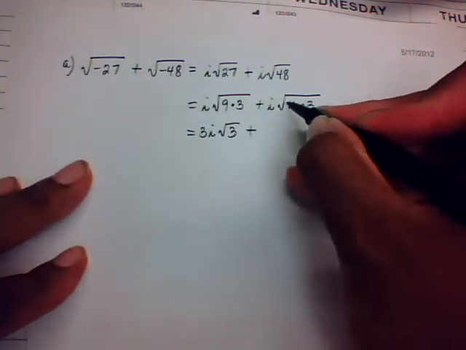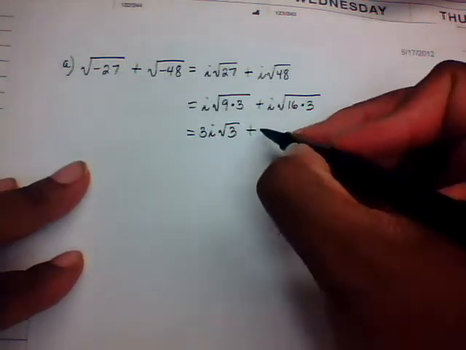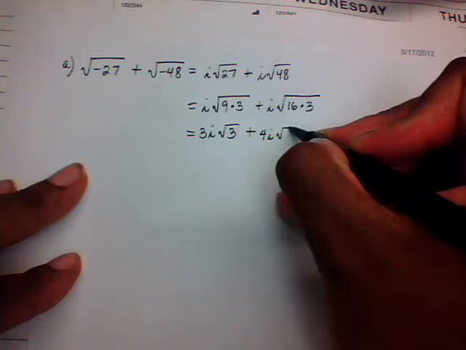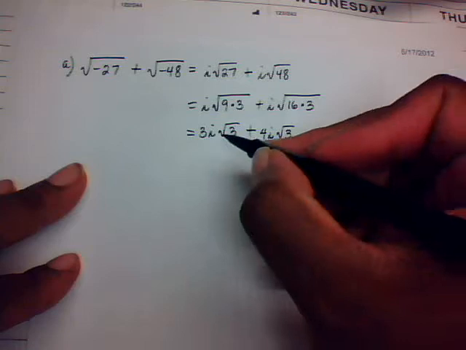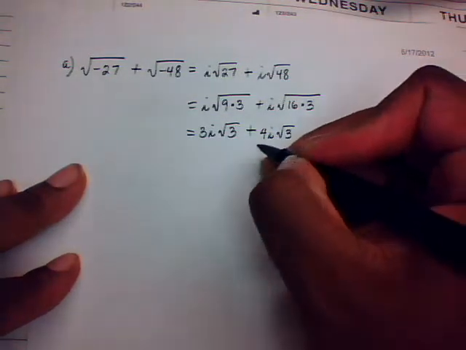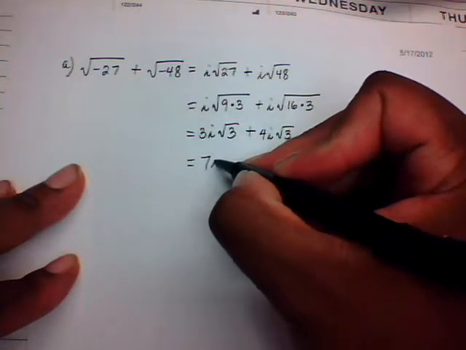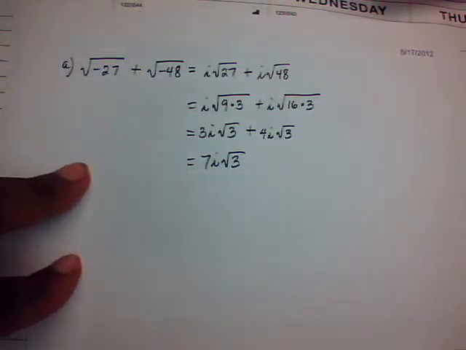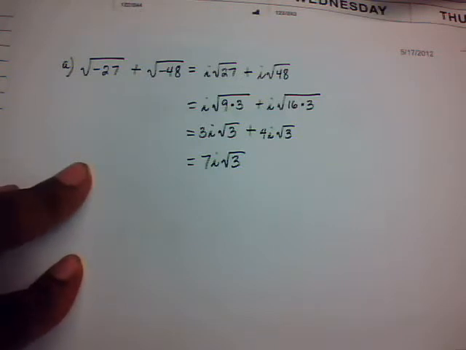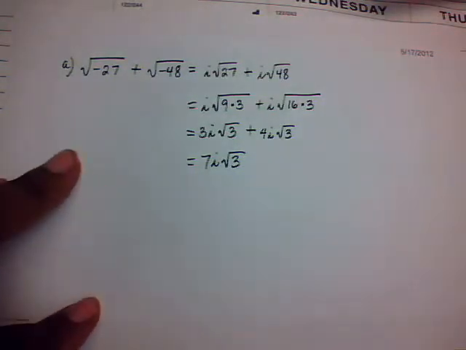plus the square root of 16. That's a perfect square. We can take the square root of 16. That's 4. So that's 4i square root of 3. Now we have like terms because they're both the square root of 3. So we can do 3i plus 4i. That will give us 7i square root of 3. And this will represent the final answer to that particular problem in part A.